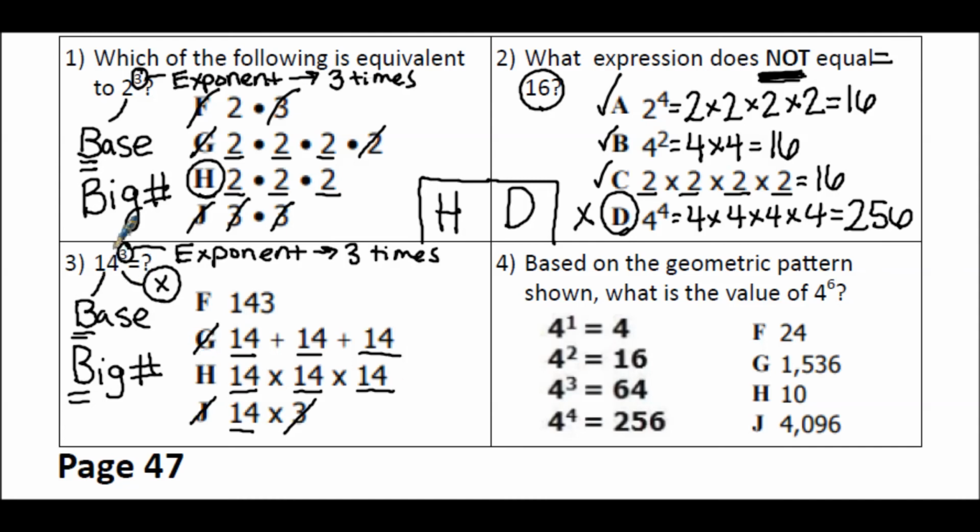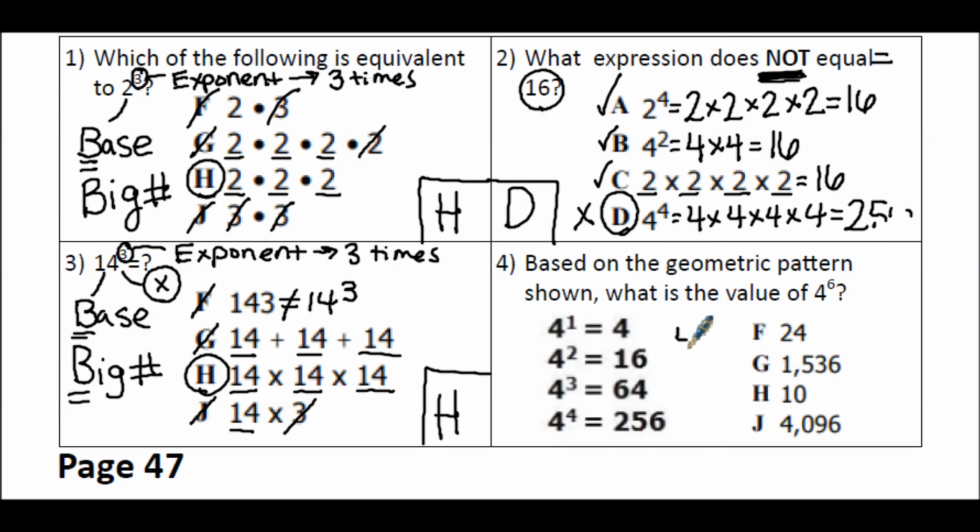Now, if I have 14 to the third power, this is in expanded form, but I don't know if this is the standard form. So 14 times 14 is 196, which is way bigger than 14 to the third. So I know that this is not equal to 14 to the third power. So F is not correct, but H is the best choice.